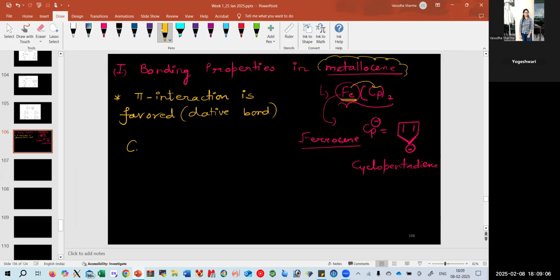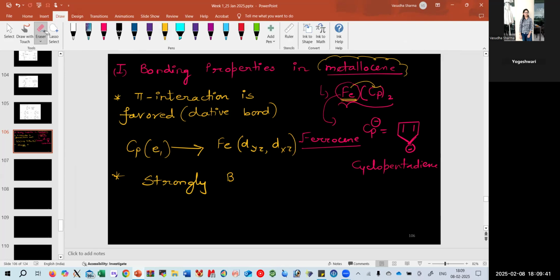So we have Cp E1. E1 is a molecular orbital of the Cp, which is giving electrons. This is called a dative bond shown by arrow to iron, either in dyz or dxz. These are the two orbitals where Cp can provide its ligand electrons. And this kind of interaction is very, very strong. There is a strong bonding.